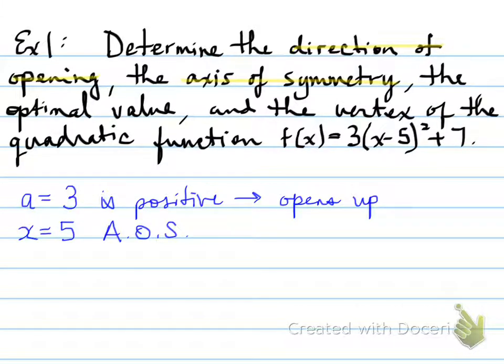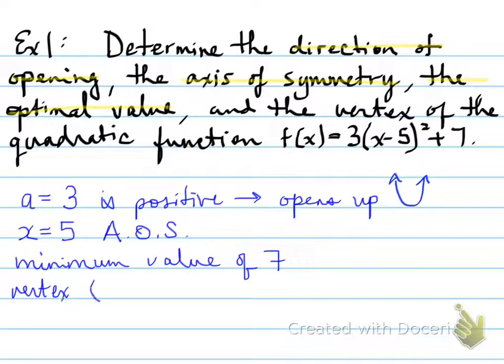Next part is the optimal value. What is that? Well, that's the highest or lowest point it reaches, i.e. the maximum or minimum point it reaches. In this case, because the graph opens up, we're looking at a minimum. What is the minimum value? That will be the y value of the vertex, the k. So it's a minimum value of 7.